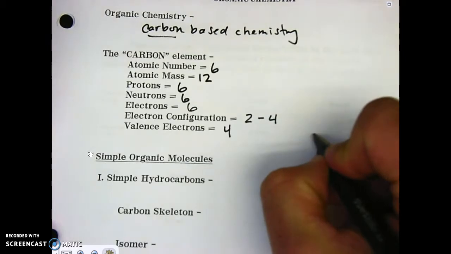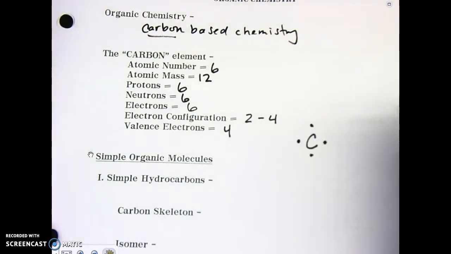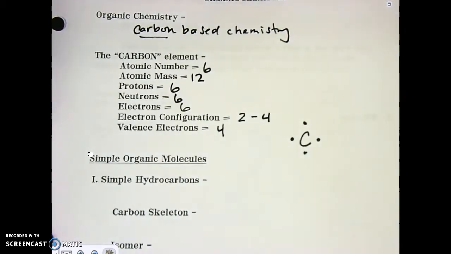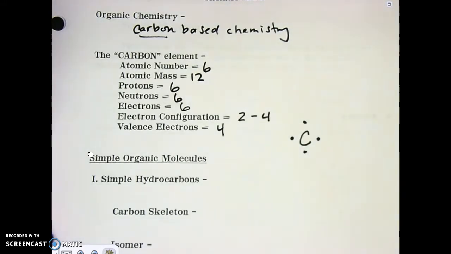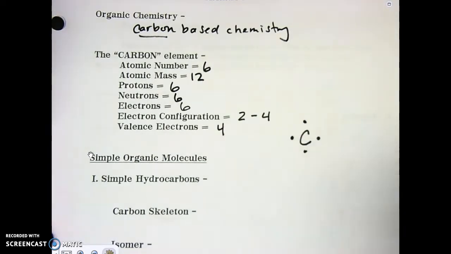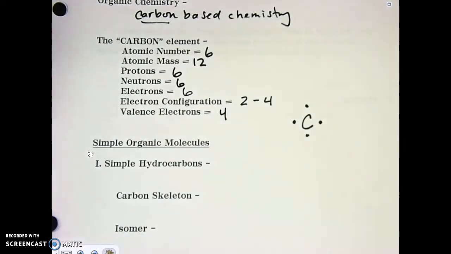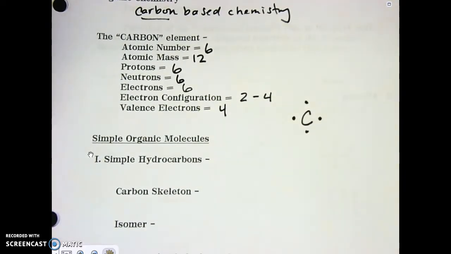So if you were to draw the Lewis dot structure, it should look something like this. They are all unpaired. So that means in order for this to covalently bond, as it often does, it needs to find 4 more electrons. That can happen in 4 single bonds. That can happen in some double bonds. That can happen in some triple bonds. So what we will do today is we're going to learn how to build some carbon-based molecules.